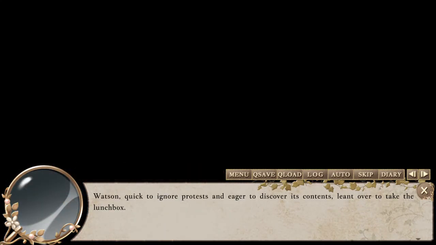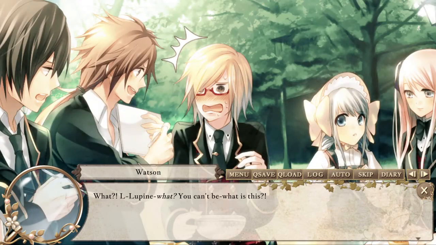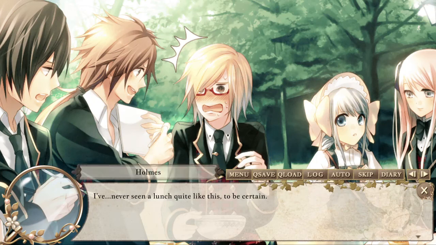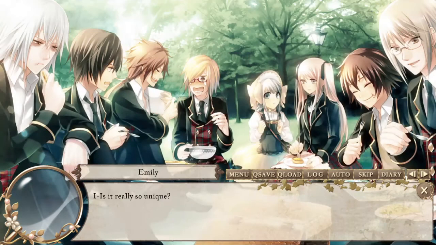Watson, quick to ignore protests and eager to discover its contents, leant over to take the lunchbox. What? Lupin, what? You can't be... What is this? Upon peeking inside, Watson looked as though he were trying to restrain himself from a reaction of some kind. I've never seen a lunch quite like this, to be certain. Well, this is something. I have seen nothing. Nothing at all. Is it really so unique?